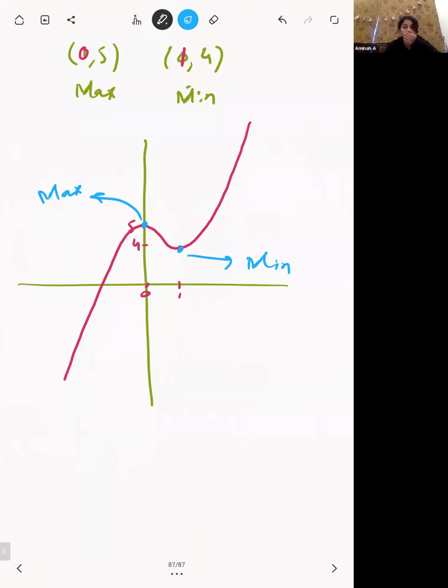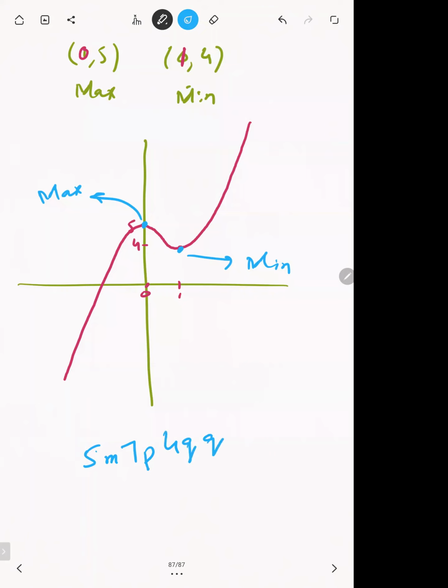Sir, I'm not in the Google Classroom, so can someone share? Okay, I am sending you the Google Classroom code. Just a minute. It is 5M 7P 4QQ. So join the Google Classroom with this code. Are all the letters lowercase? Yes, lowercase. 5M 7P 4QQ.